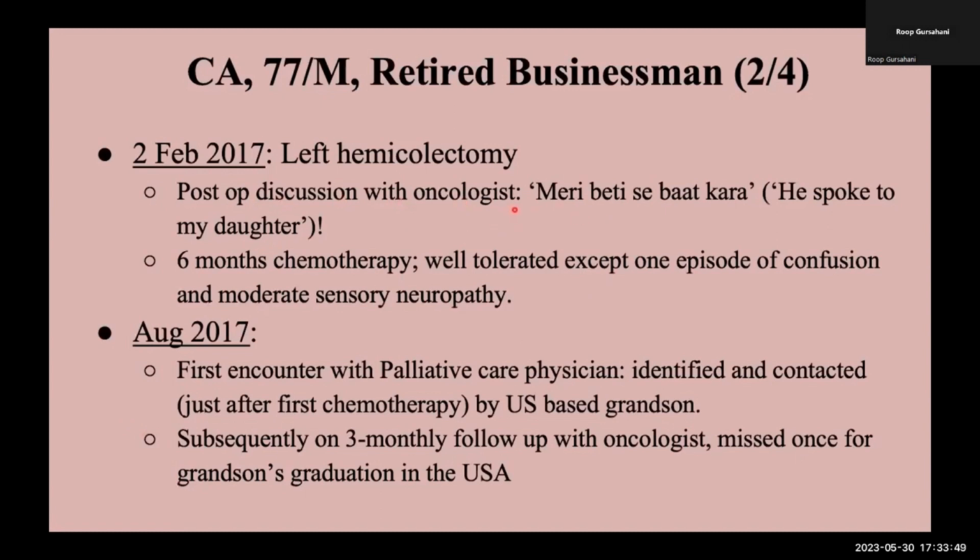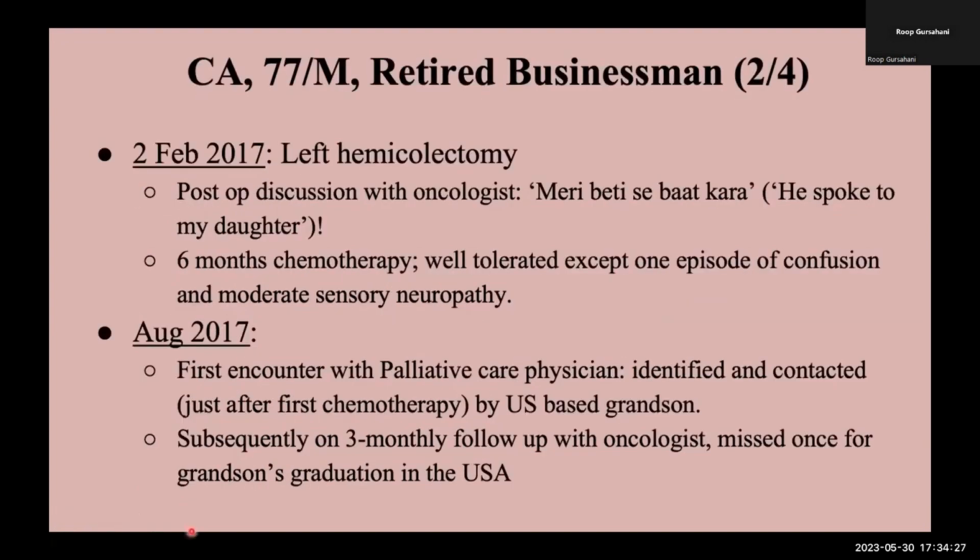His post-op discussion with the oncologist is not terribly satisfactory, but he goes in for chemotherapy, except that during it he had one episode of delirium. But what the oncologist did not know was that he met up with a palliative care physician, because the US-based grandson knew that this was standard of care, and he made sure that this was done. And subsequently, after the chemo was completed, he was on 3-monthly follow-up with the oncologist.